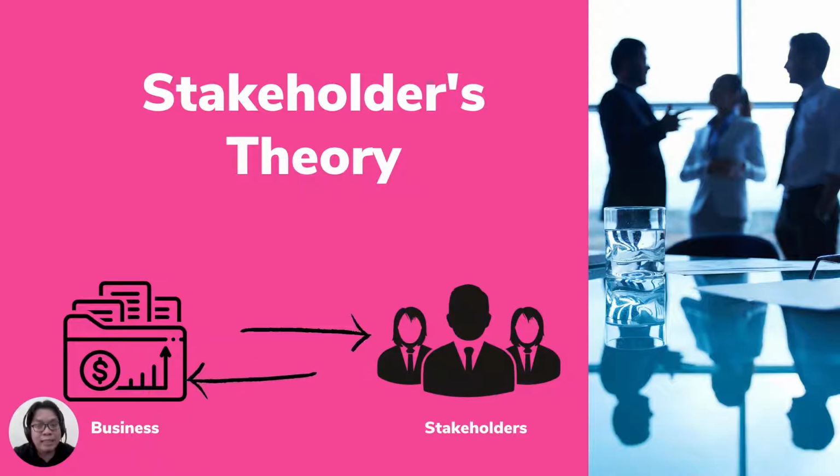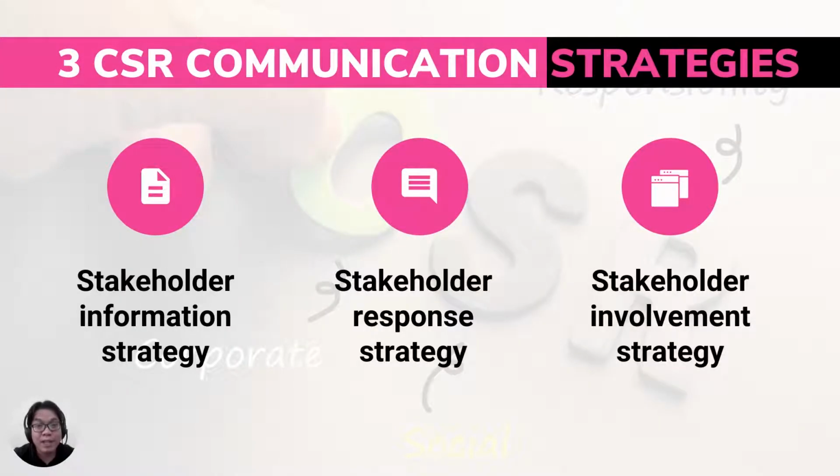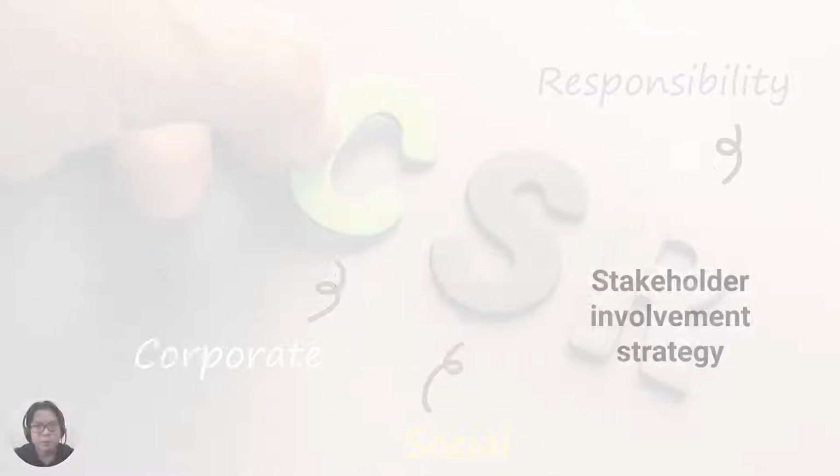As a review, as discussed by Johnson, stakeholder theory is a concept that emphasizes the interrelationships between a business and its various stakeholders. Noting that CSR primarily involves stakeholders, Morsing and Schultz identified three CSR communication strategies companies use to engage in CSR communication vis-a-vis its stakeholders. First, the stakeholder information strategy, the stakeholder response strategy, and lastly, the stakeholder involvement strategy.